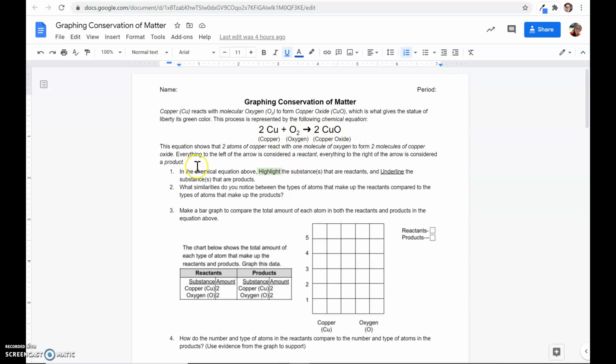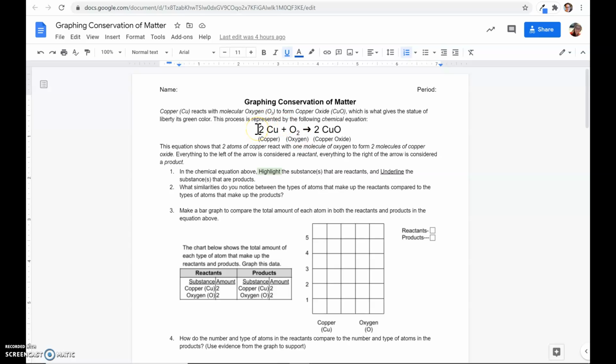So that being said, number one says, in the chemical equation above, highlight the substances that are reactants and underline the substances that are products. So you're going to come up to this equation and highlight the reactants and underline the products. Take a second, pause this video, and go do that on your assignment.